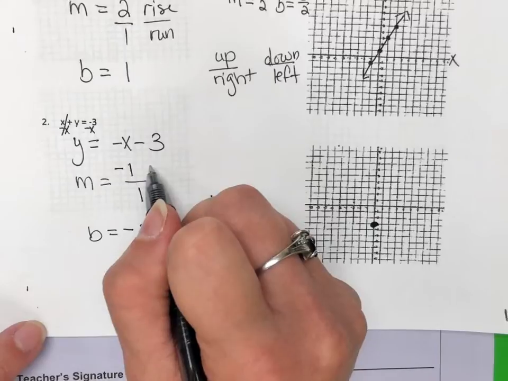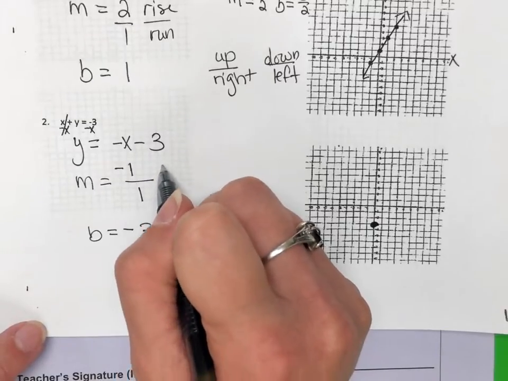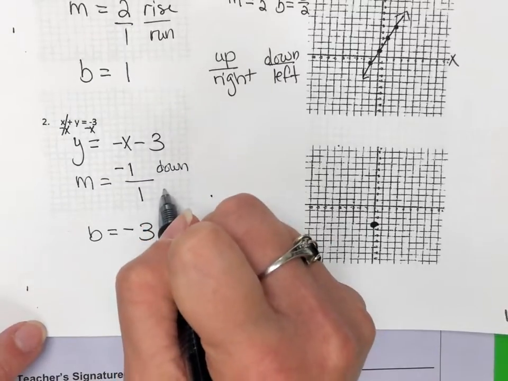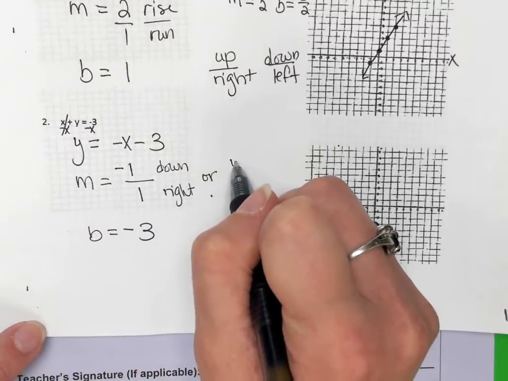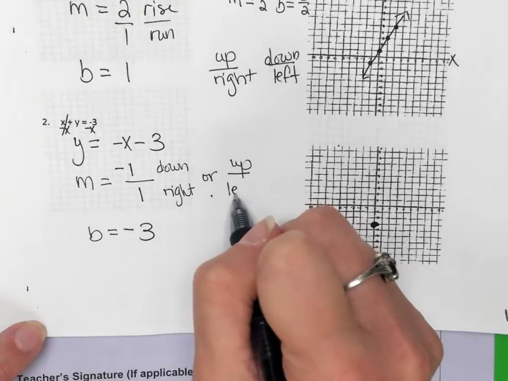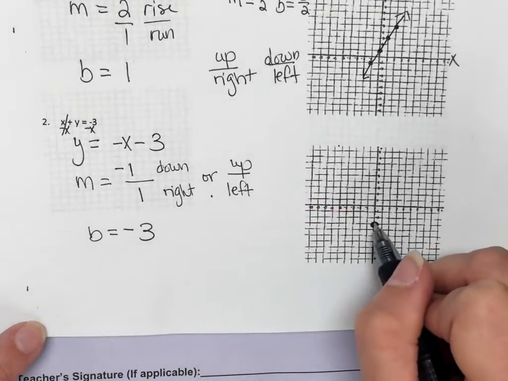Alright, my slope is negative 1 over 1. So that means I'm going to go down 1 and right 1. Or, the opposite of down is going up. The opposite of right is going left.